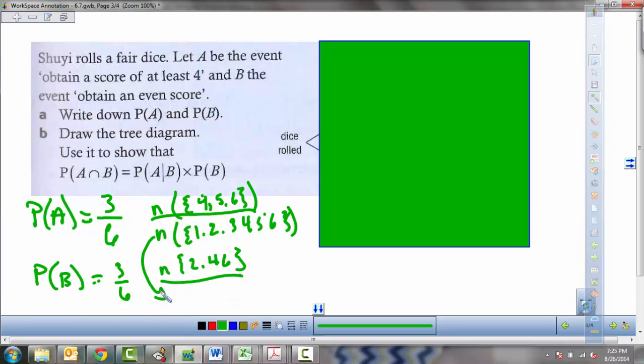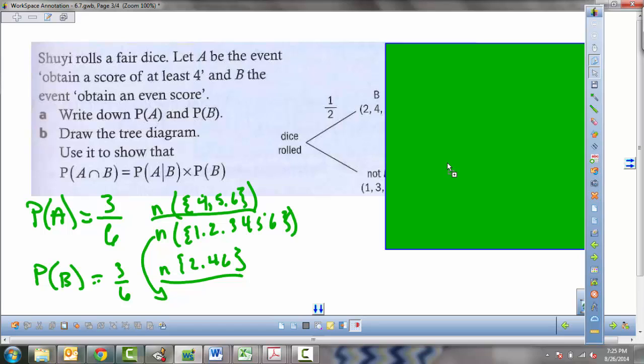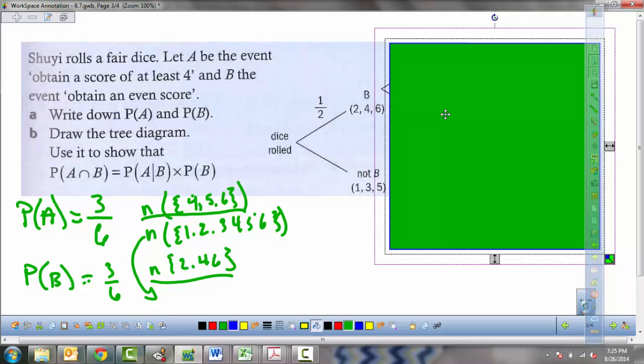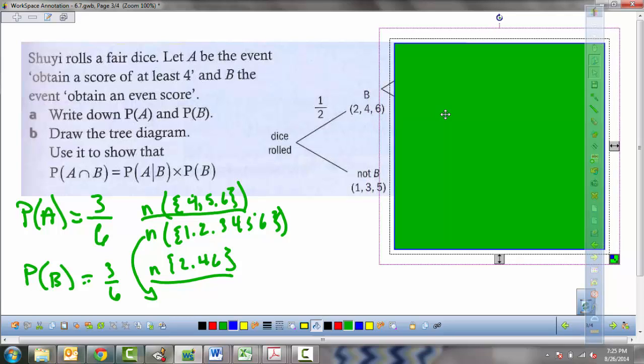Now we're going to draw a tree diagram for this, and we're going to use this tree diagram to show that the probability of A and B both occurring is equal to the probability of A given that B already occurred, times the probability of B. So on my tree, we know that B is already going to have occurred, so we're going to put the event B as our first event on the tree. So the probability of B happening is 1/2. The probability of not B happening, that is rolling an odd, would also be 1/2.